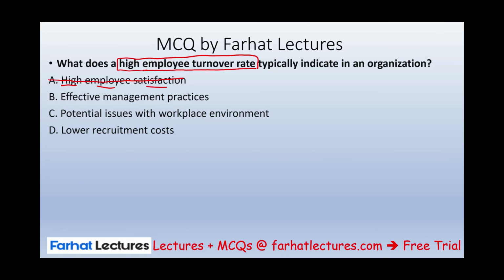Effective management practices. If we have good management, what is that going to result in? Well, it's going to result in people staying because there's an effective management. People are happy. Therefore, B is out. Potential issues with workplace environment. Well, if there's any potential issues with workplace environment, people are not happy. They don't feel safe. They don't feel being included. They don't feel their opinion is taken into account. Well, these are toxic workplace environments, and as a result, people would leave, and as a result, we'll have high employee turnover. This is a good answer, but let's take a look at the lower recruitment cost.